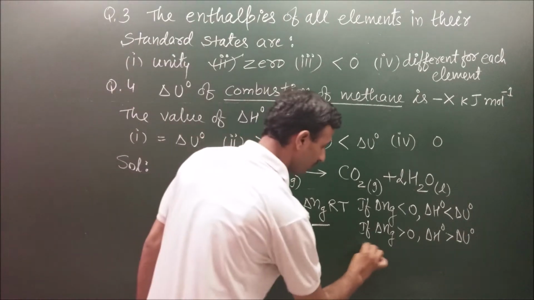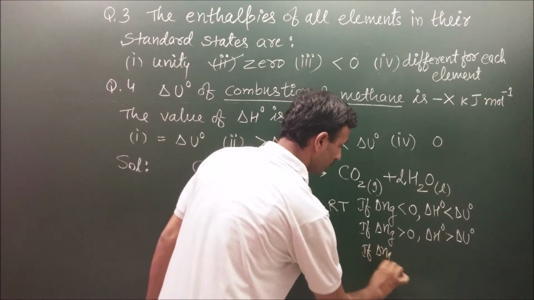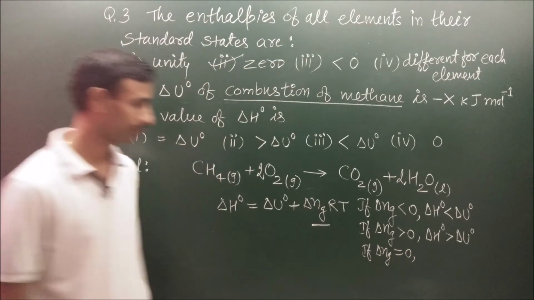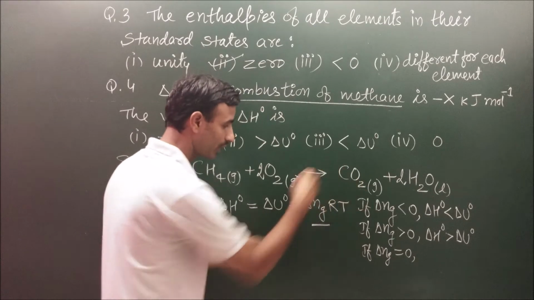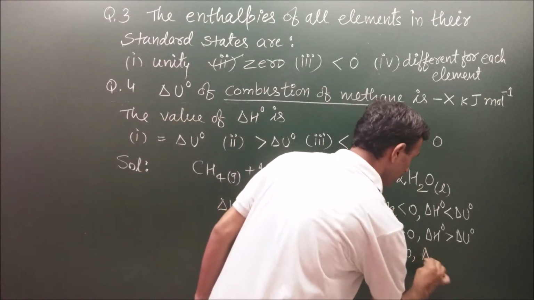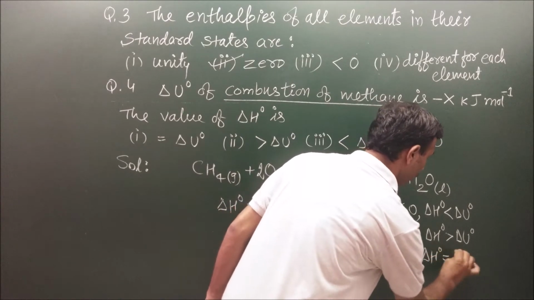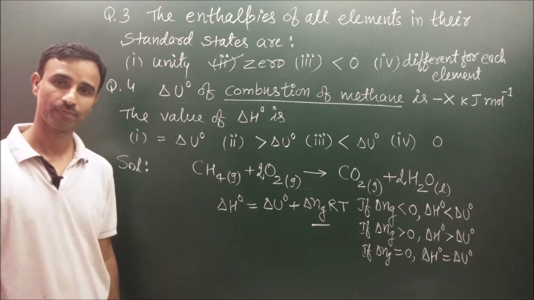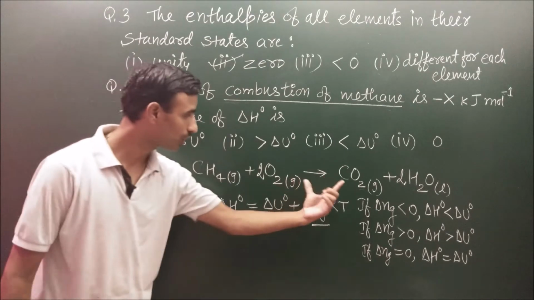And if delta Ng is equal to 0, then this whole term is 0. So delta H naught is equal to delta U naught. Right? Now come to this part.